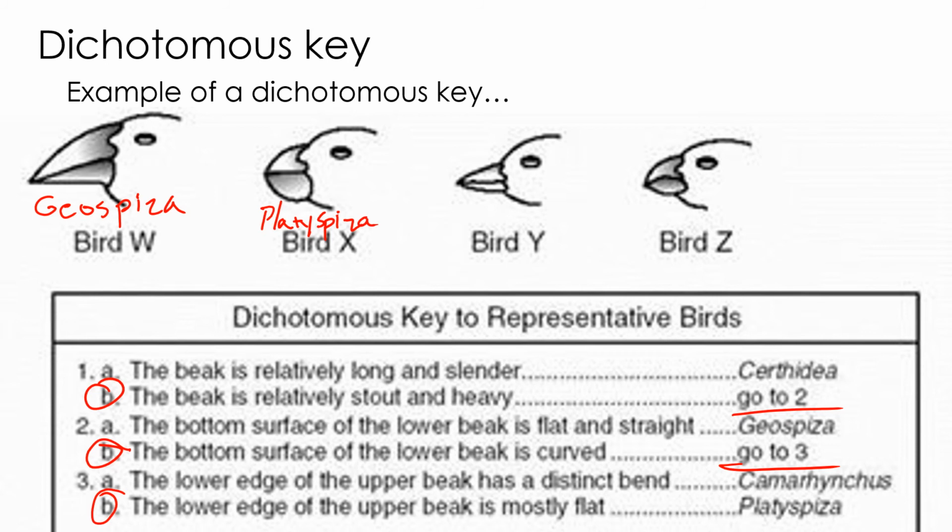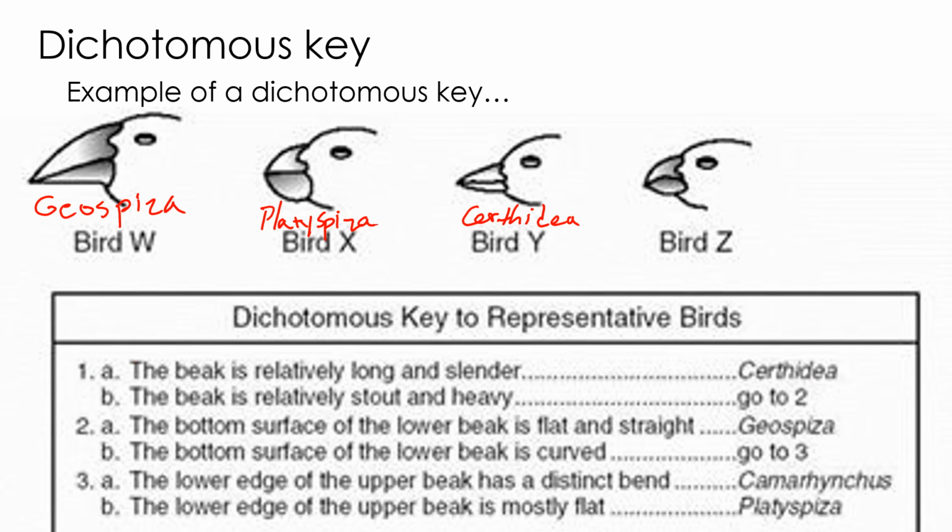And we can keep going. We're going to go ahead and do all 4 of these. Bird Y. The beak is relatively long and slender, or the beak is stout and heavy. I would say that's pretty long and slender compared to the head. And so we've already got our answer right here. Certhidea, I think that's how you pronounce that.